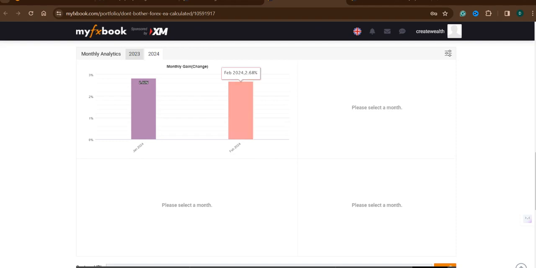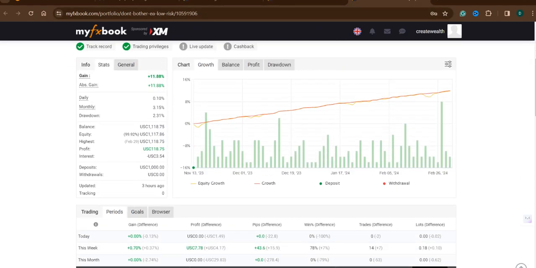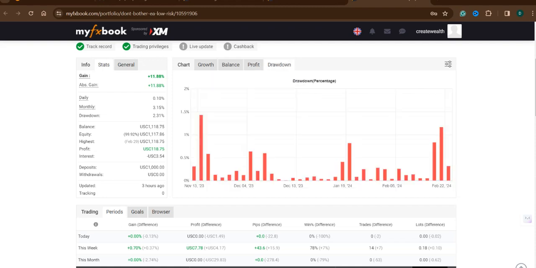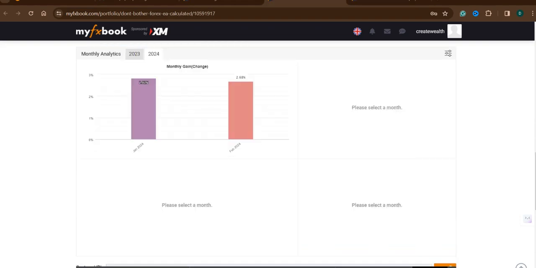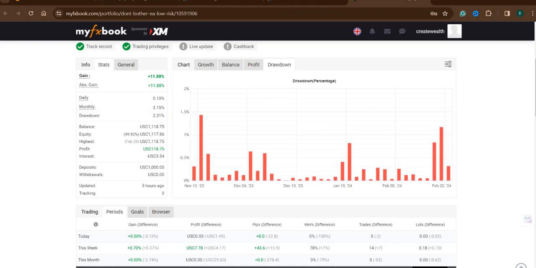Similarly, for the low risk one, I think it would be almost the same. This is the growth graph, this is the balance graph, this is the profit graph, and this is the drawdown graph. Similarly, daily 0.10, monthly 3.15%, and drawdown is 2.31%. I think in the earlier one it was 2.94, and it is 2.31 over here.